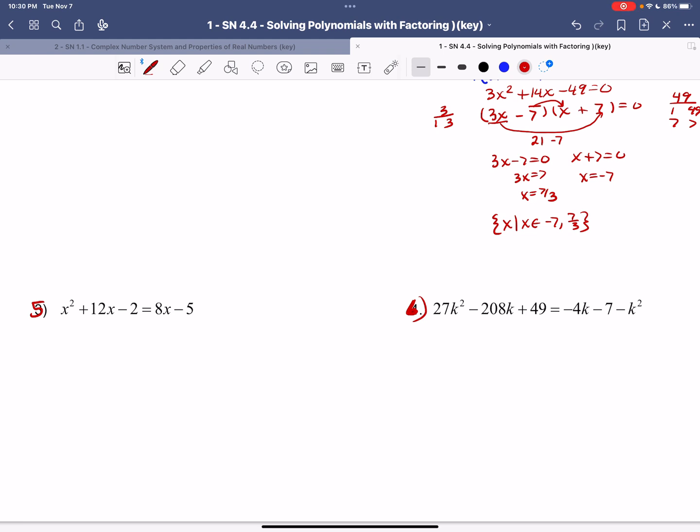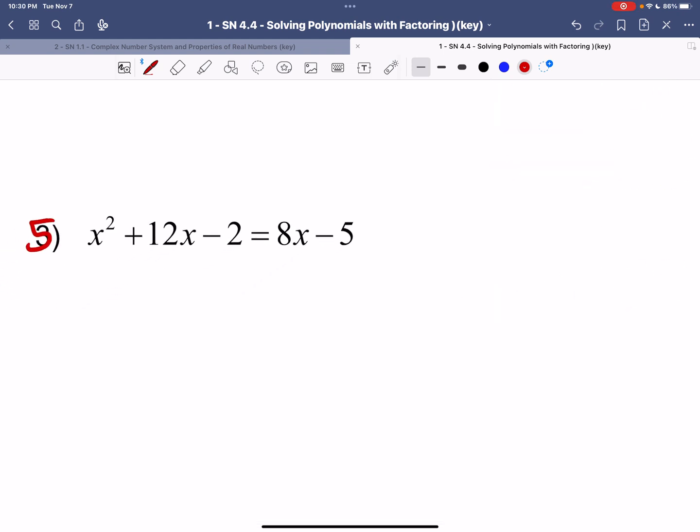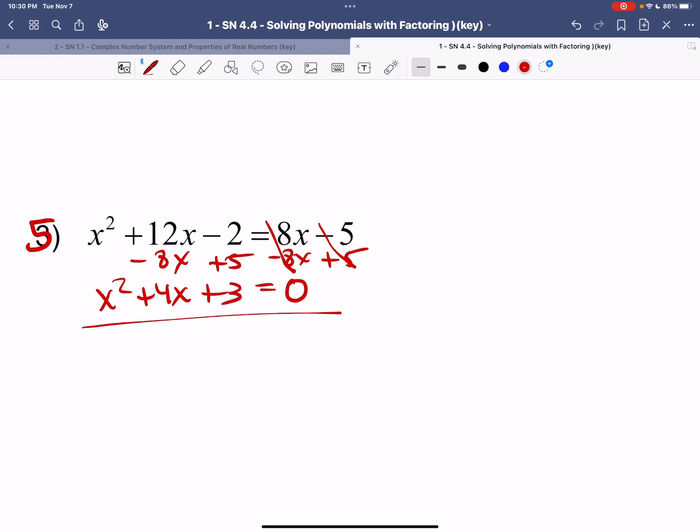All right, let's see how you did. So first thing over here, do I have to set this equal to 0? I got a square, I got an x with a 1, I got an x with a 1. So I'm going to need to factor. So the first step of factoring is set it equal to 0. So let's go ahead and subtract 8x from both sides. Those will cancel. And let's add 5. Those will cancel. So I get my 0 over here. And then on this side, I get x squared plus 4x plus 3, right? You can take it from there and you can factor. Okay, answers turn out to be x such that x is an element of -3, -1.